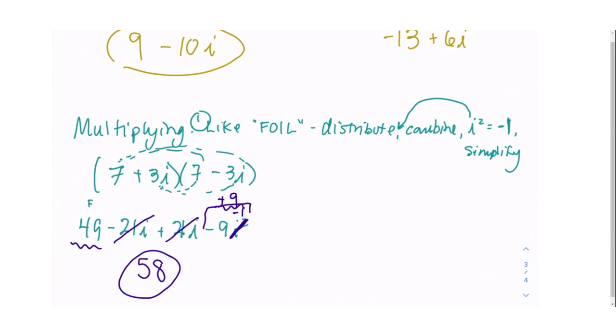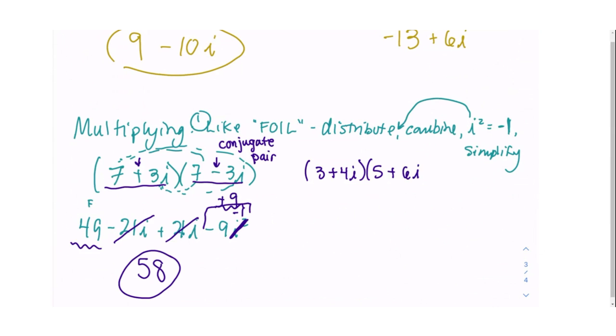Or if we had, and by the way, this is a little side note. When you have 7 plus something and 7 minus something, they're the exact same numbers, but the only difference is this one is positive and that one's negative, then we call those a conjugate pair. Okay, complex conjugate pair.